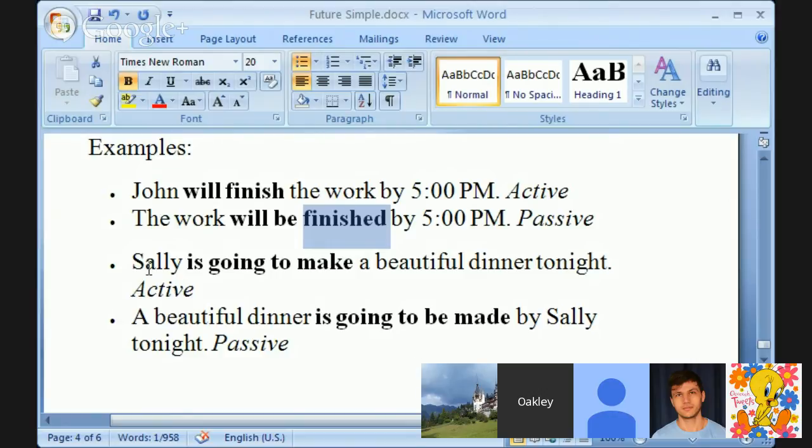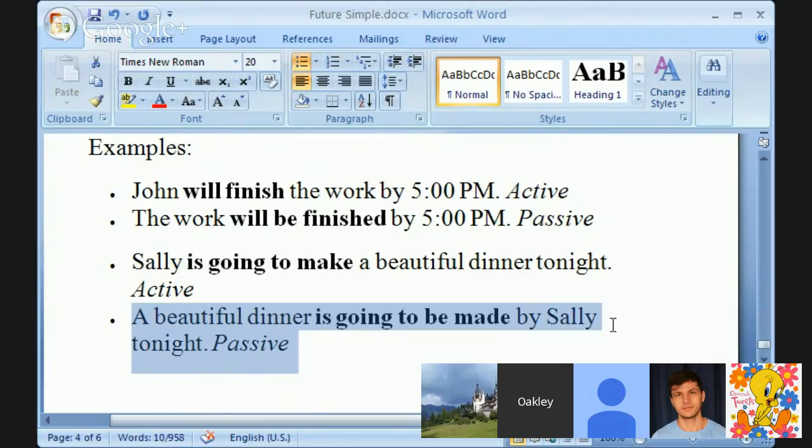In the going to forms, Sally is going to make a beautiful dinner tonight. That's her plan. Or maybe it's a prediction. Again, in this case, we don't know, and it really doesn't matter. A beautiful dinner is going to be made by Sally tonight. We have the verb to be, the going to, and now the extra verb to be, just be, and past participle.